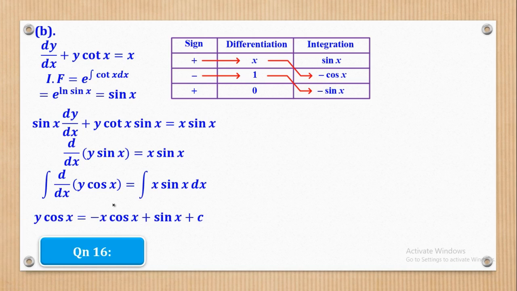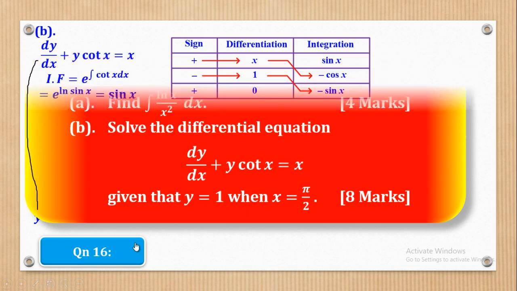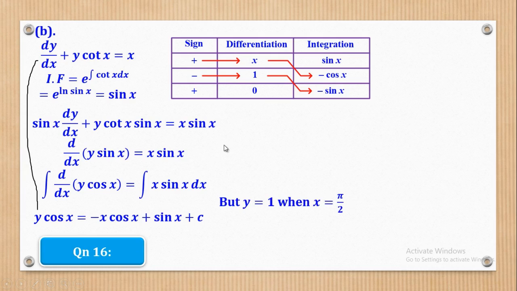So we have finished integrating, but now this is what we call the general solution, because there is still a constant of integration, general solution of this differential equation. But remember, they want the particular solution. How do you get the particular solution? You use the initial conditions given. The initial conditions were that y is equal to 1 when x is equal to pi over 2. So let's see how that can be used.